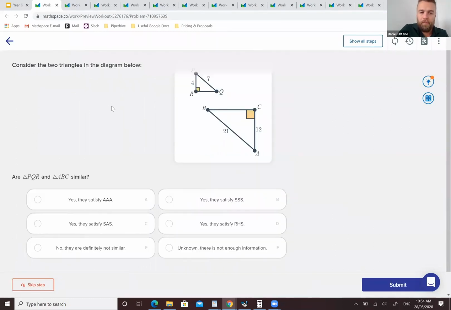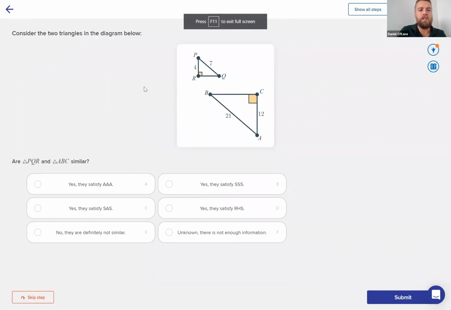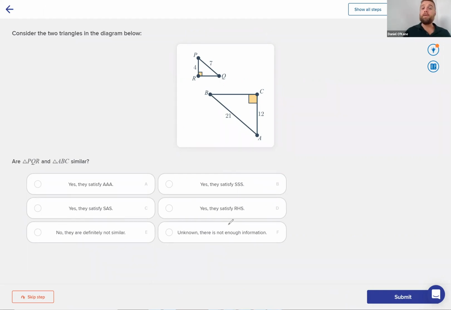Okay, so here's a good one. Consider these two right-angled triangles in the diagram below. Are they similar? Yes or no? You've got to give me the right answer and choose the correct multiple choice. If they are similar, how are they similar? Remy has given the correct answer. They are similar because it satisfies the RHS test.